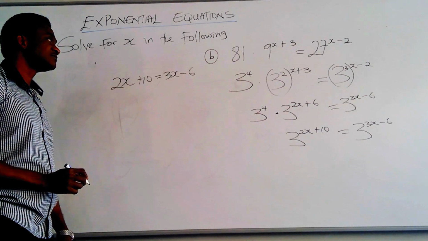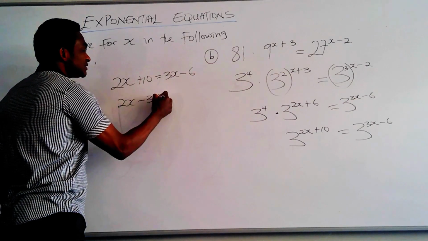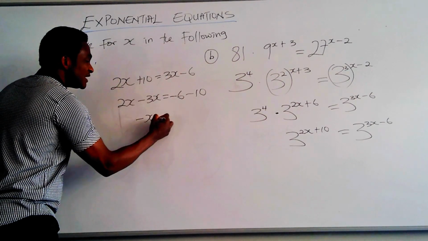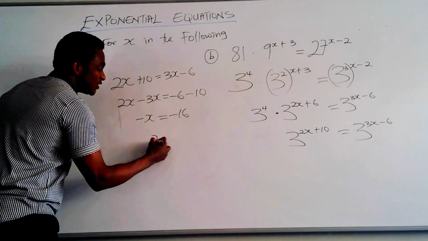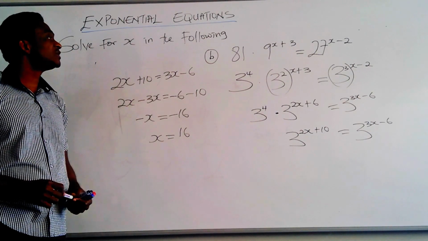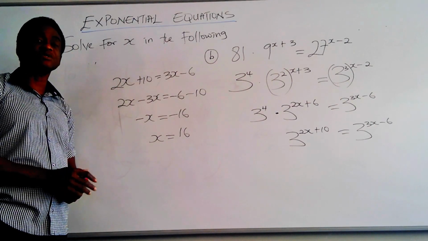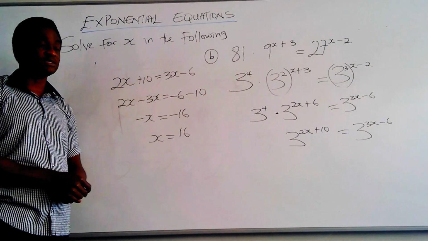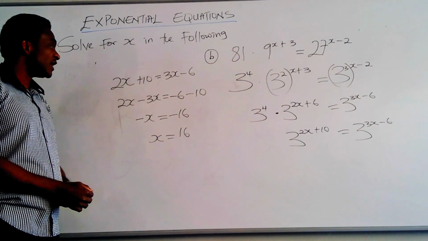We now collect terms. So this is 2x minus 3x equals negative 6. Go over and meet your brother, negative 10. So we have negative x equals negative 16. And if we divide both sides by the coefficient of x, x will be equal to 16. So this is how we solve exponential equations. Remember, the rule is reduce it to the lowest common possible base, and then for every other thing you apply the laws of exponents that are involved, and you always get the answer to the given variable.